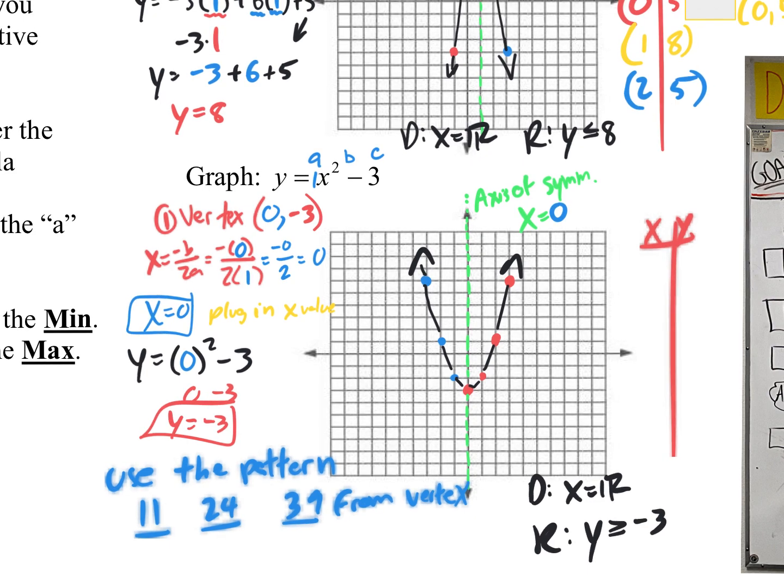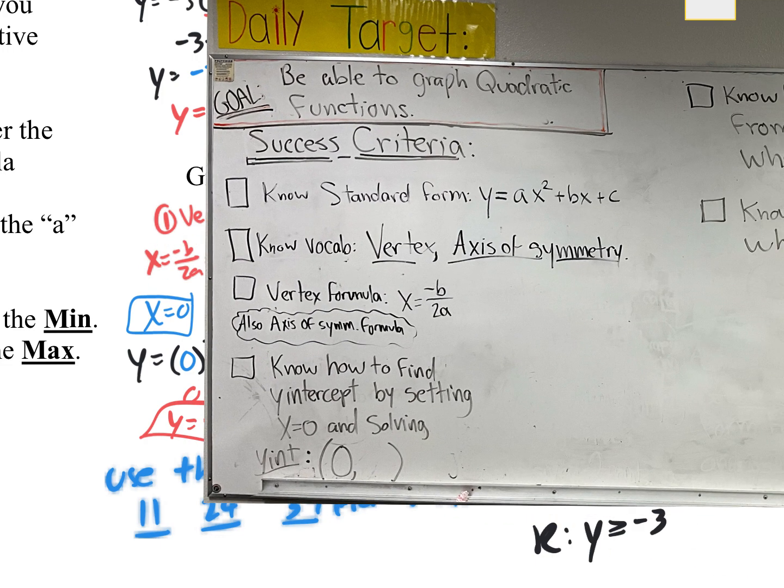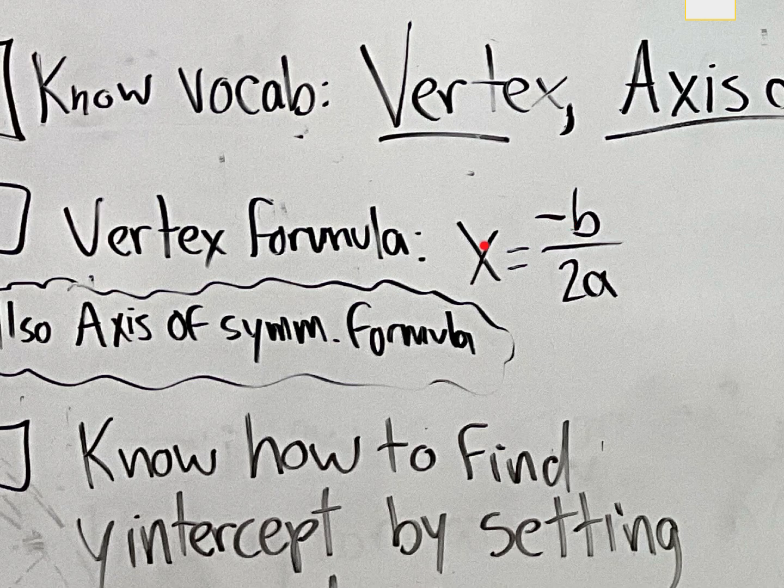Okay, step 1 was to find the vertex. And what is the vertex? Well, to find the vertex, right here you could already see what it is. But how did I find this vertex? You have to use the vertex formula, just the way it says right here on the board. The vertex formula is x equals negative b over 2 times a.